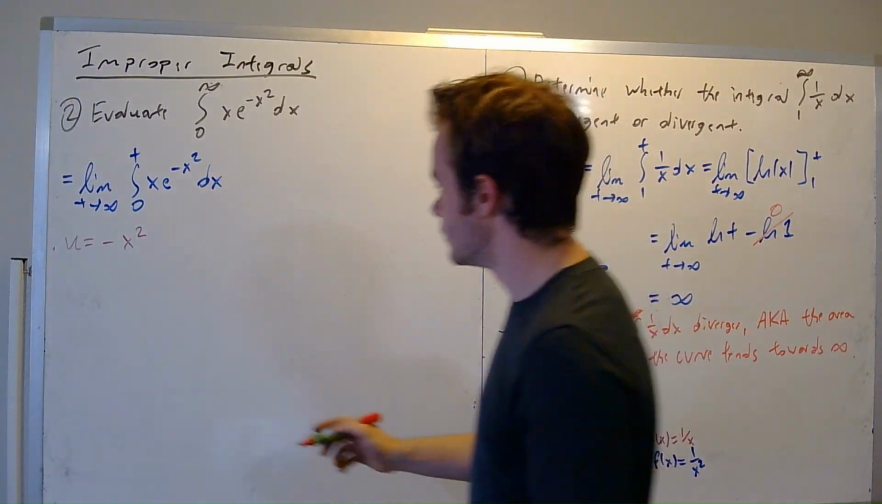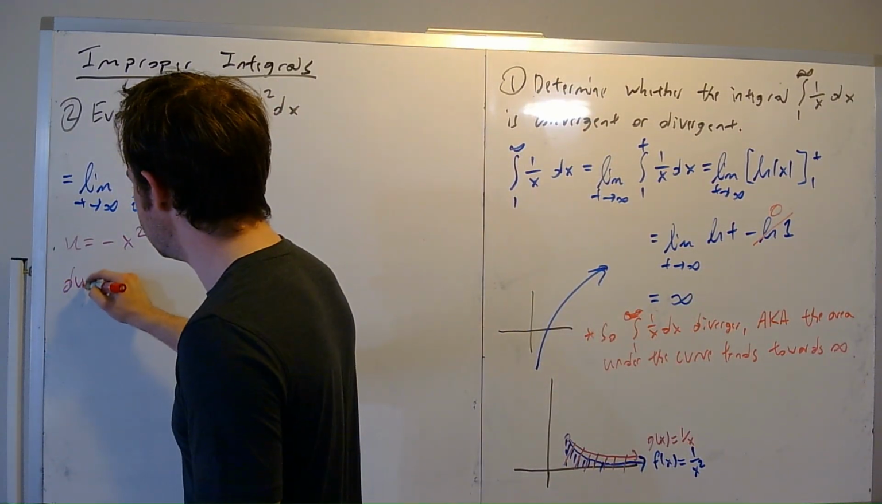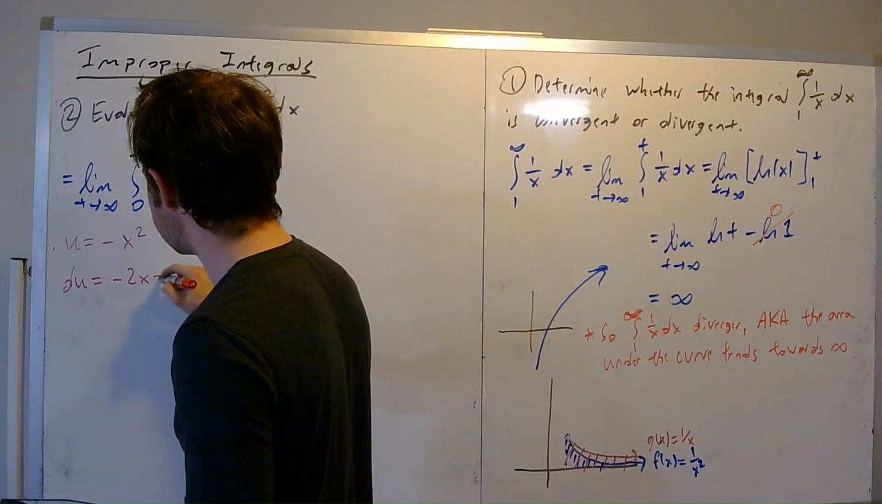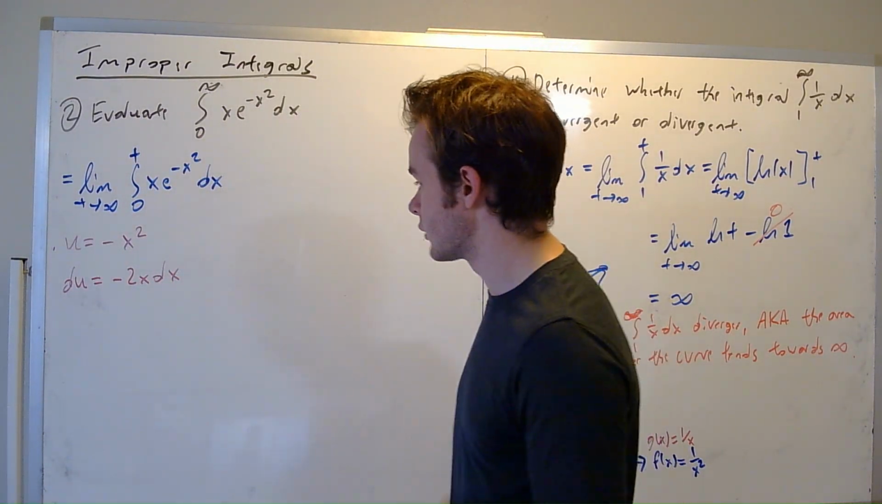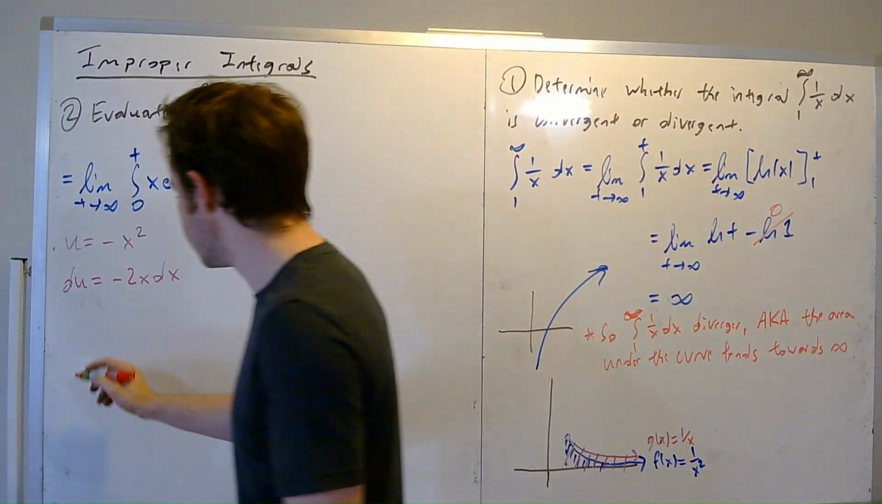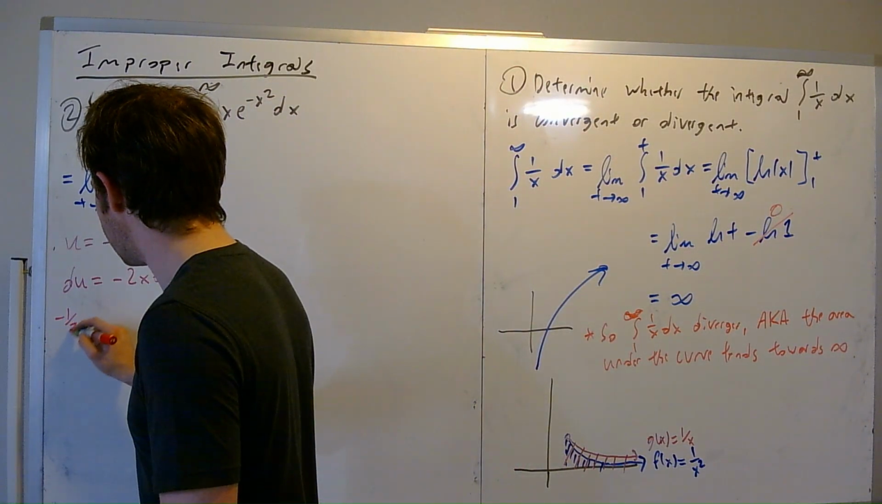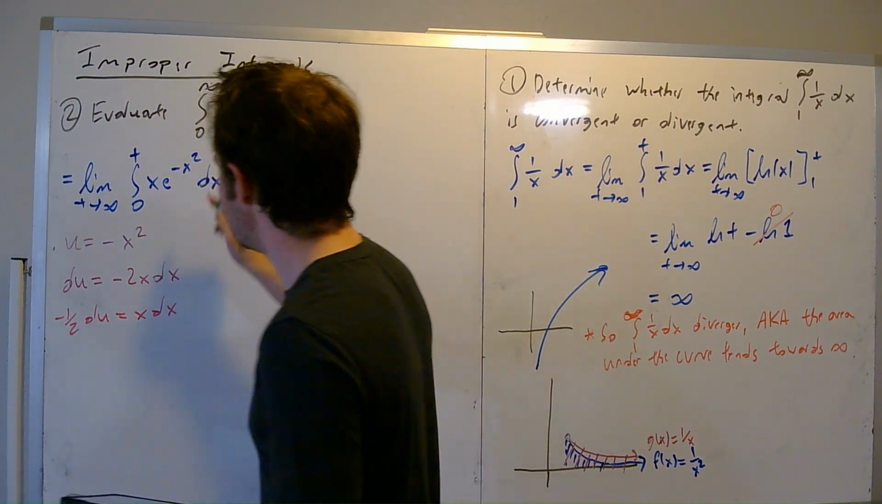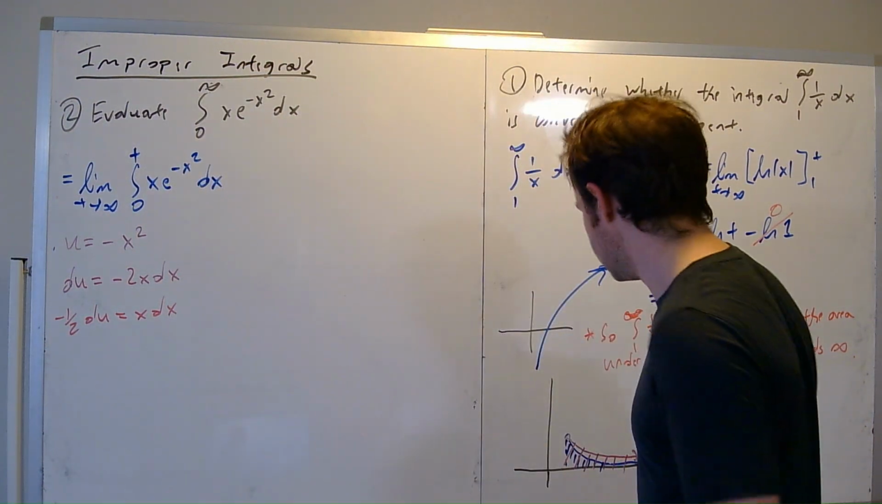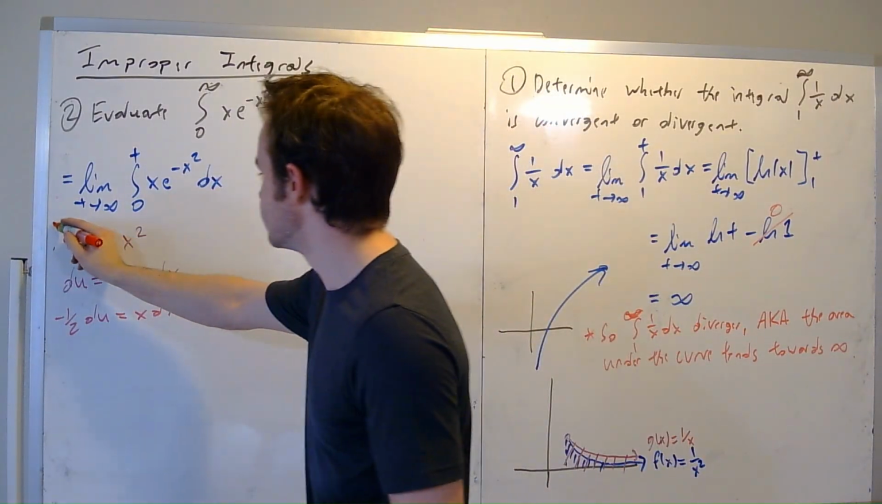Okay. Then you take the derivative of both sides. du is minus 2x dx. But up here we have x dx, not minus 2x dx. So I'll divide by negative 2 on both sides. We get negative 1/2 du is x dx. And now we can rewrite this integral using u substitution.